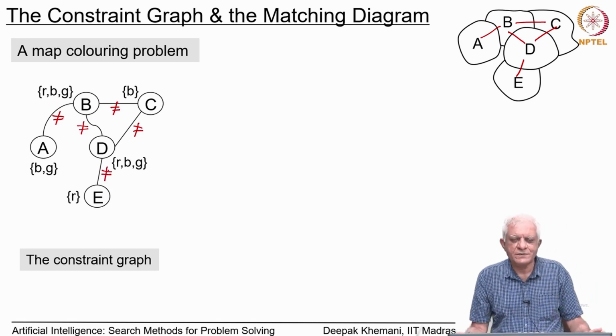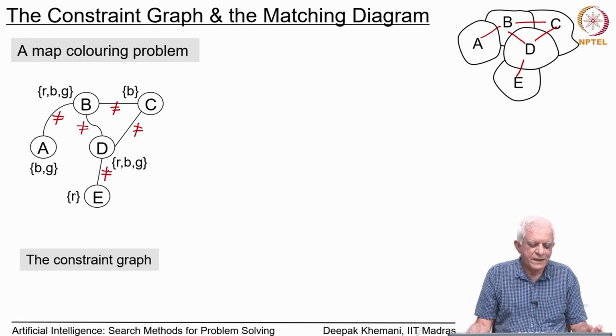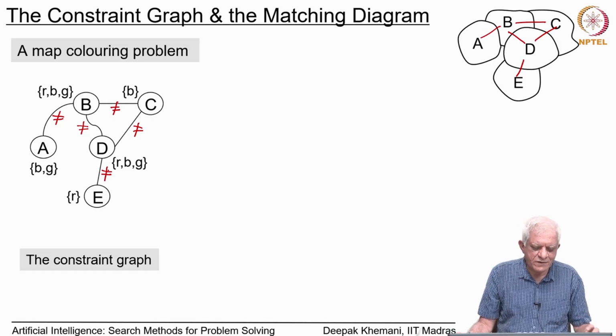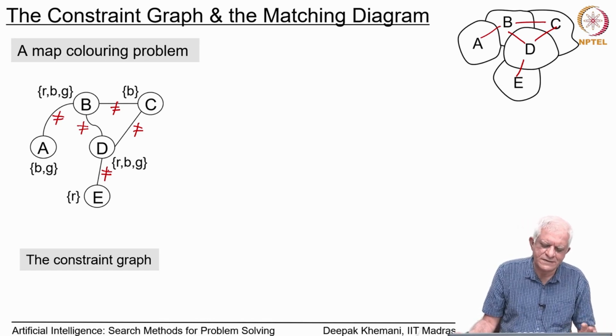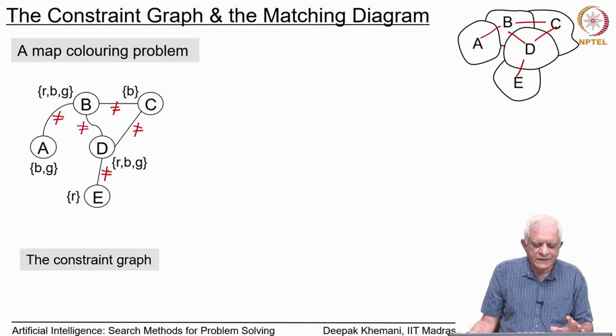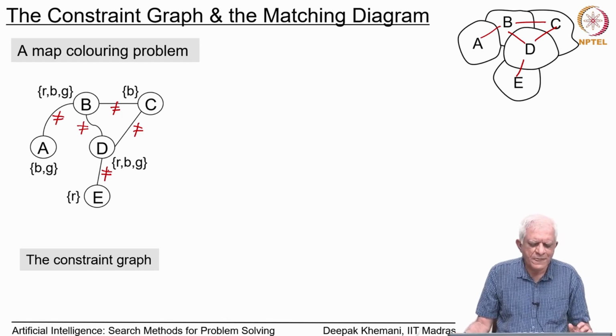Notice that this is different from all different. It simply says that A and B cannot have the same value, B and D cannot have the same value, and so on. So, whichever two nodes are connected by an edge, those two nodes cannot have the same value. This representation is called the constraint graph, and it is commonly used to talk about constraint satisfaction problems, the algorithms that people talk about, and analysis of those algorithms and so on.